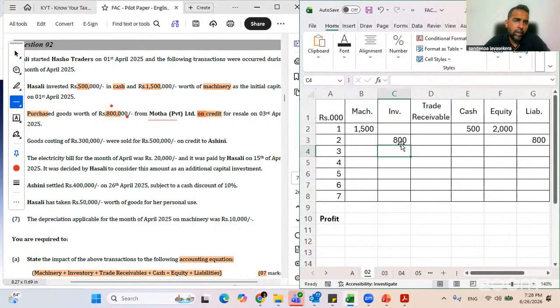Goods costing 300 was sold for 500 on credit to Ashini. So inventory comes down by 300. You are selling it for 500 to Ashini. Thus you are recognizing a profit of 200. At the same time, we'll mark the profit as well. Profit on sale 200. Inventory comes down by 300 because you are selling 300 worth of items for 500. Debtors go up. Thus you are recognizing a profit.